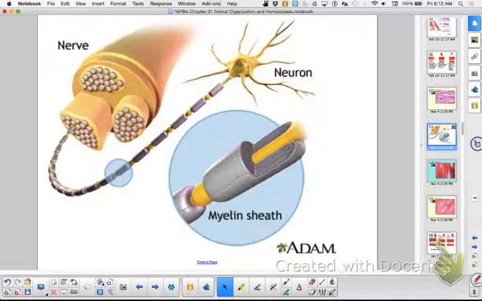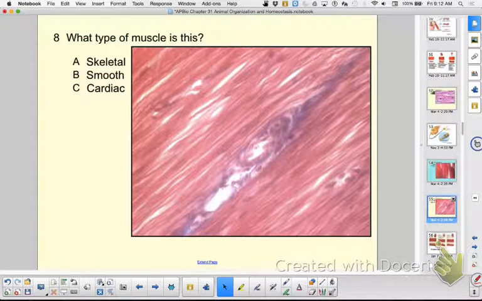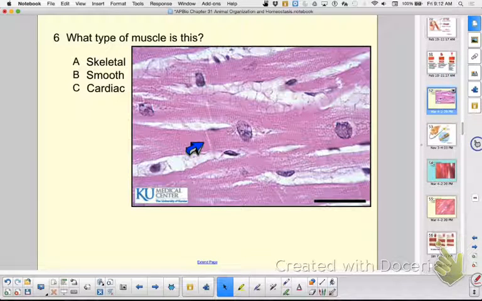Okay? This is in the wrong place, but this is a neuron, and I don't know why it's in the middle of these muscles. But muscles are innervated by nerves, so we could make that connection. This is skeletal muscle. I can tell by the striping that you see here. This is smooth muscle. Oh, here, this would be cardiac muscle. These are those intercalated discs that help it contract all at the same time.